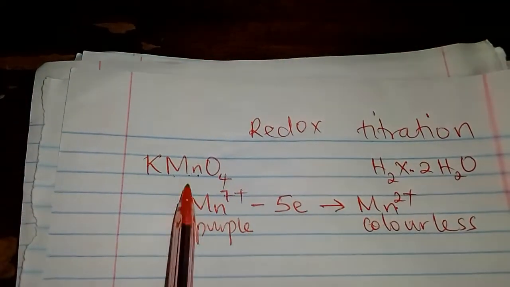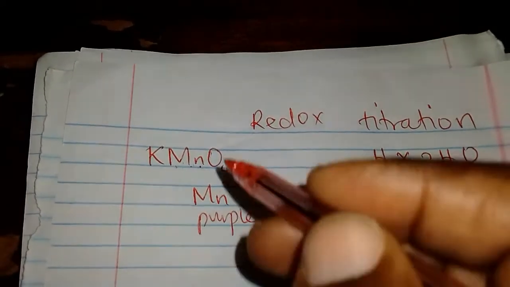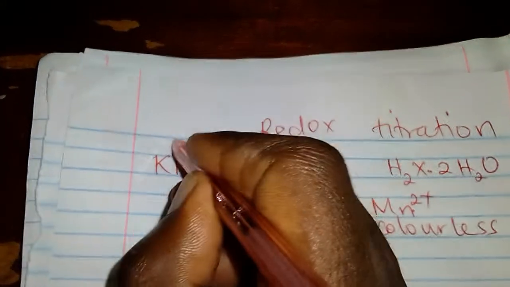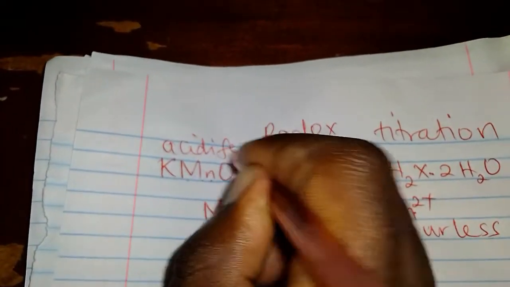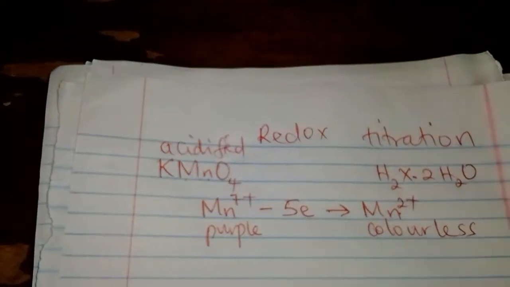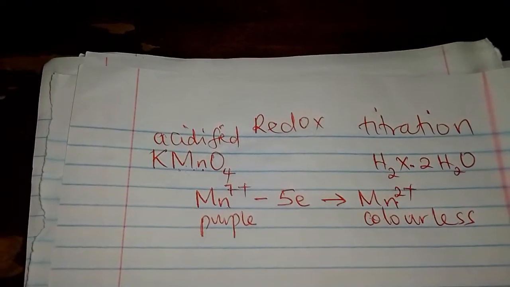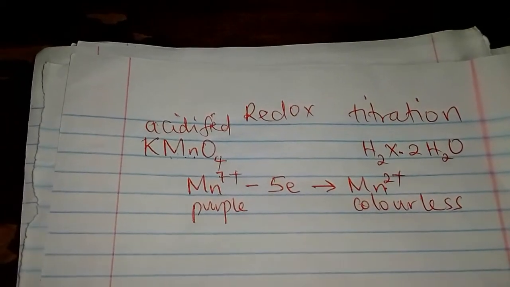For these oxidizing agents to completely oxidize whatever they want to oxidize, we always advocate that they be acidified. So they should be acidified for them to completely oxidize any other compound that gets used in redox titration.